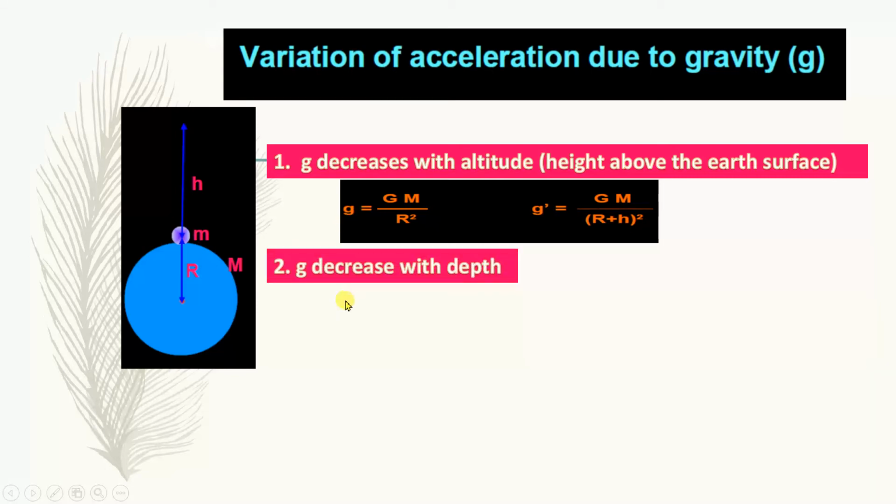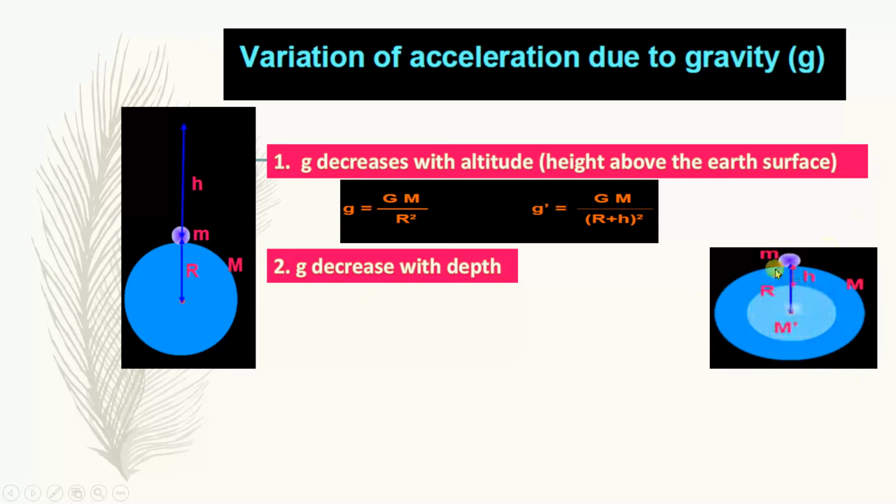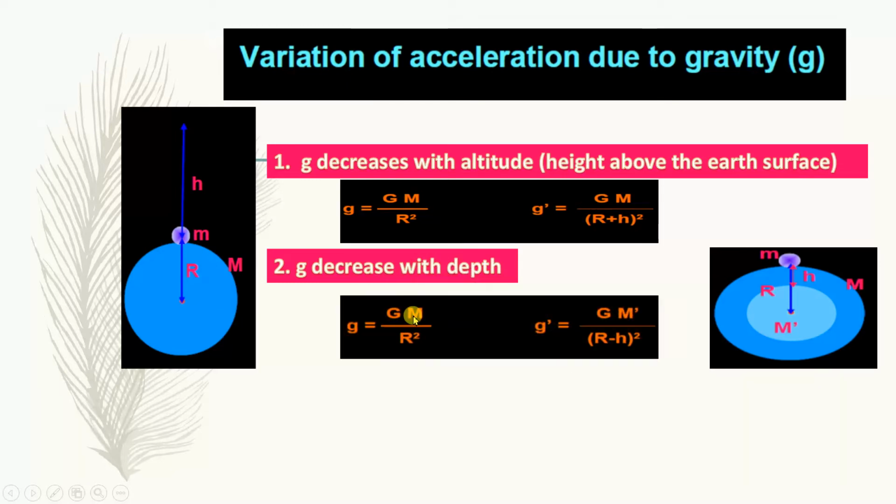Second, g will also decrease with depth. How? When we move inside the earth, no doubt the distance between the object and the earth's center is decreasing, but side by side the mass of the earth is also decreasing. As we go inside, we take only this mass into consideration. So from the formula, m will also change. By calculation we find that g decreases with depth also. g will become less. At the center it will become totally 0.